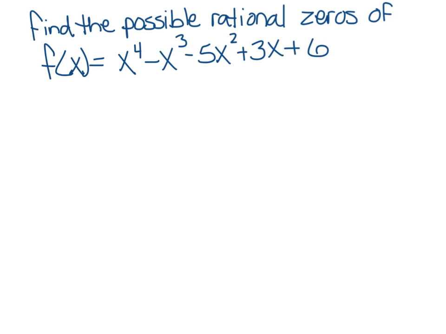So here's an example of how I might ask you this. I might just say, hey, find the possible rational zeros of this polynomial. I don't need the actual ones for this question. I just want the list of all of the possible ones. So that "possible" is a big keyword there.